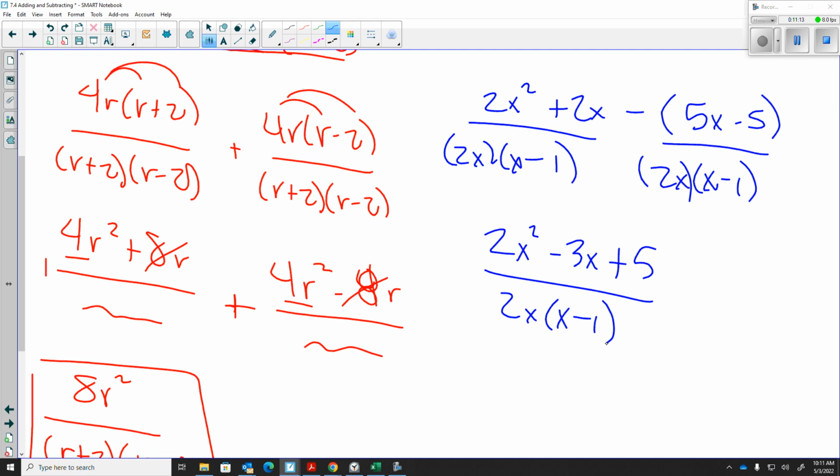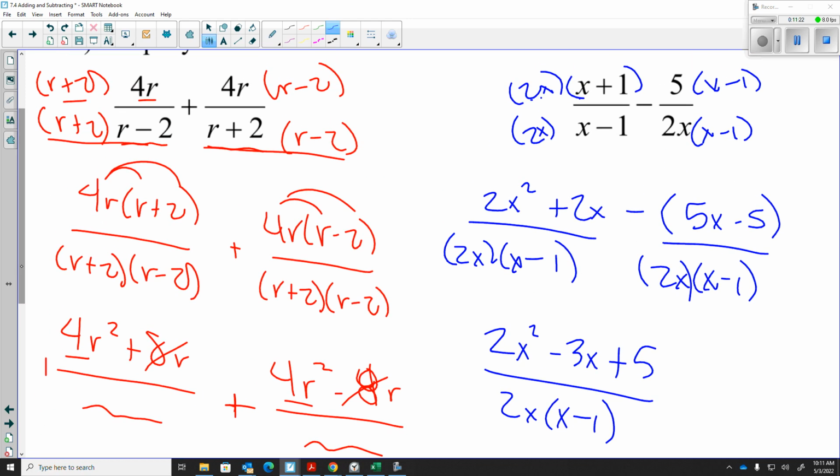Okay? Yeah. You forgot to distribute it into each piece. Yep, so I got to do 5 times each of those, and I got to do 2x times each piece of the other one. Okay? Nope, that's it. That's all I got to do. That's all we're doing. Does that make sense? Okay.